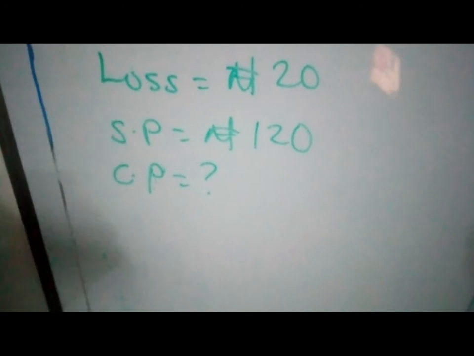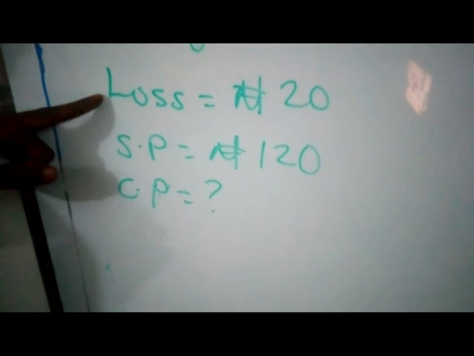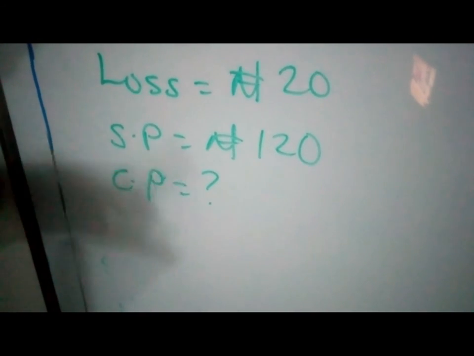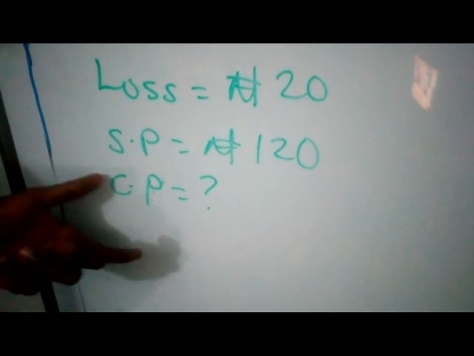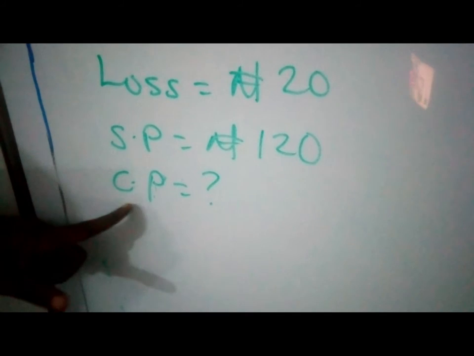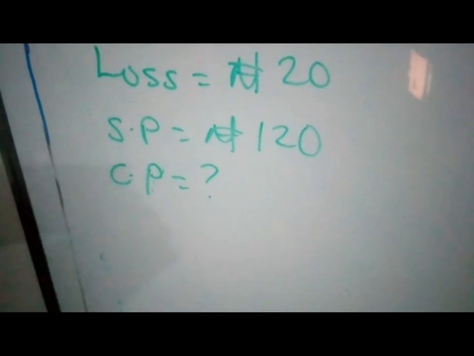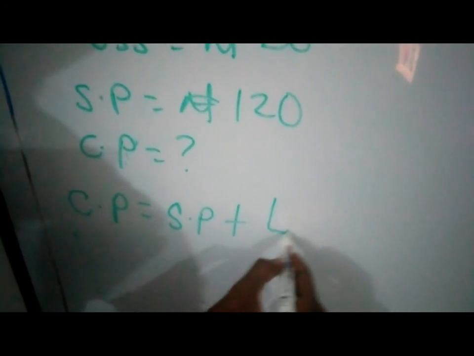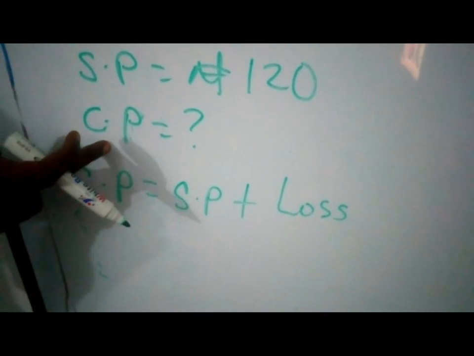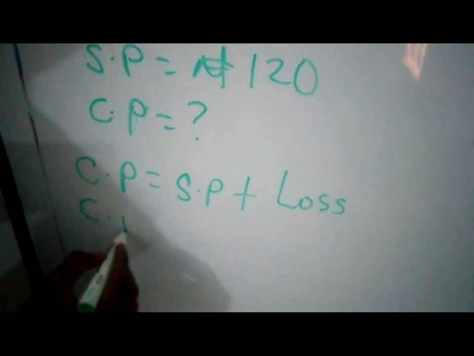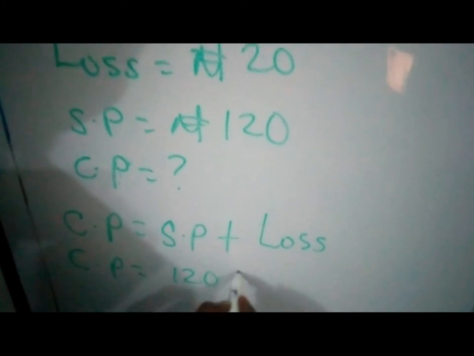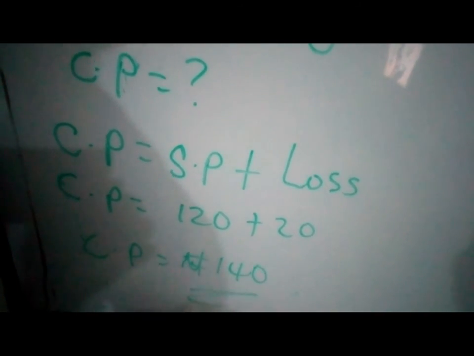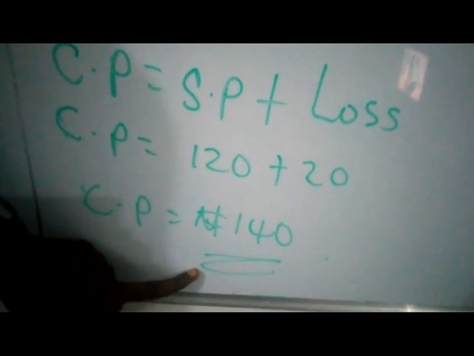Alright, the first thing we need to bear in mind is that there is a loss. So when there is a loss, don't forget, CP is always bigger, SP is smaller. So we have our SP, we have to find CP, which is the bigger part. And don't forget we add to get bigger numbers. So since we are looking for CP, the bigger part, we need to add other things together. So CP becomes what? SP plus loss. We're adding now because we're looking for CP, which is bigger under loss. So CP now gives you what? 120 naira plus 20 naira. So the CP becomes what? 140 naira. So this is how much she bought the ruler.